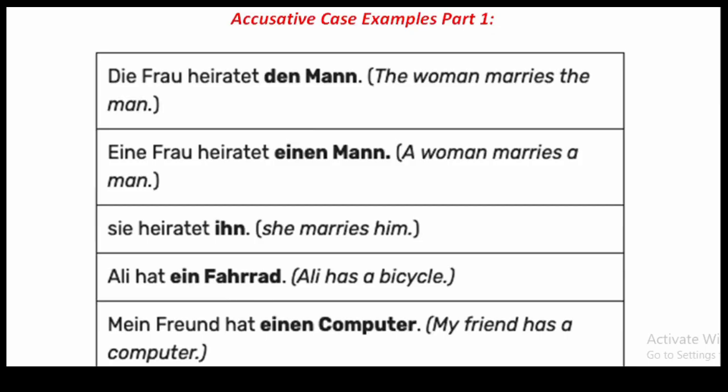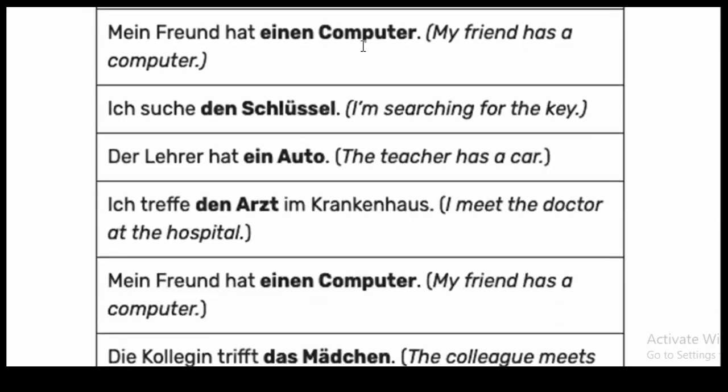Okay, the next one is mein Freund hat einen Computer. My friend has a computer. So this is your object, einen Computer. So I can understand, okay, this is a masculine noun. That's why we write einen here. So this is a der noun. Ich suche den Schlüssel. So I'm searching for the key. The highlighted one is your object, and that is a masculine noun. That's why I write den here.